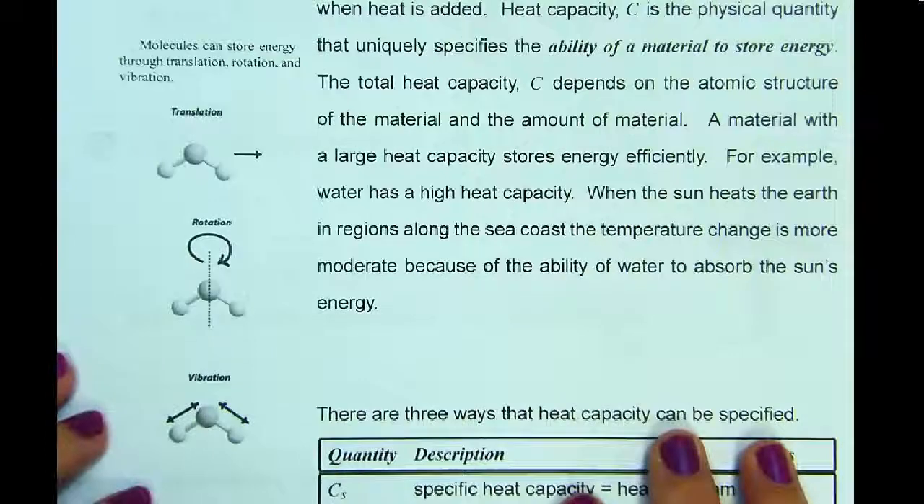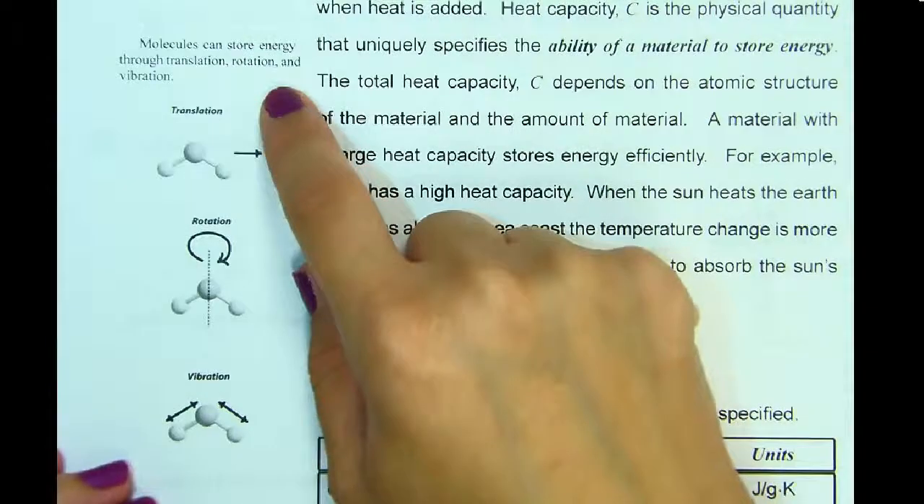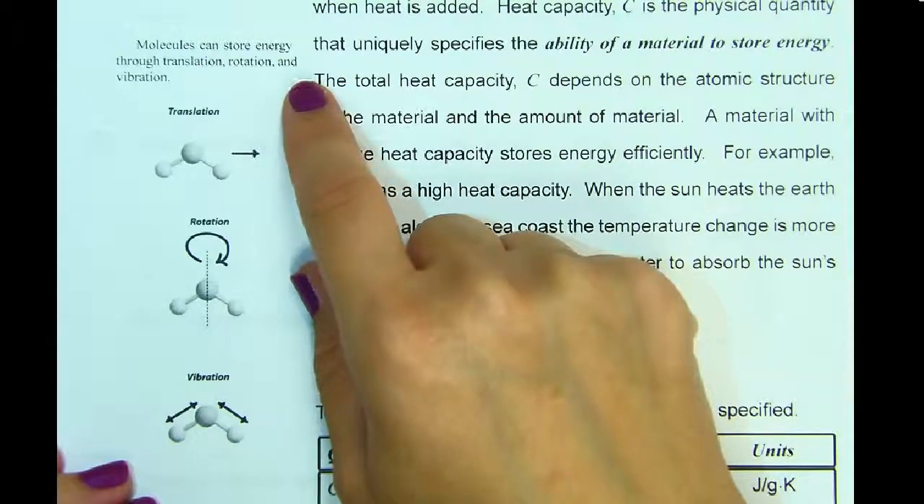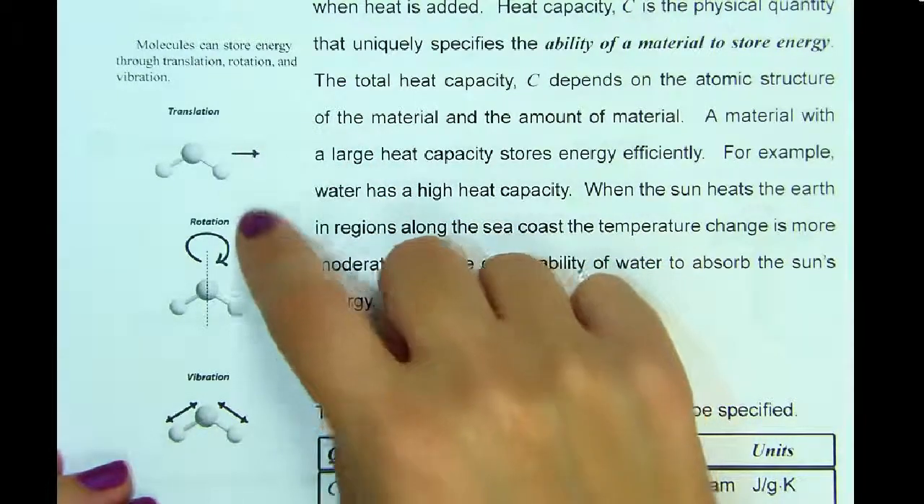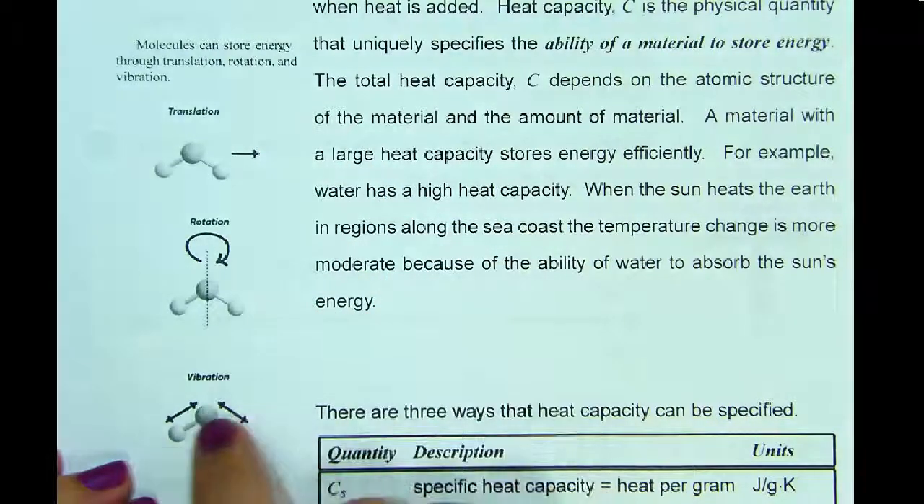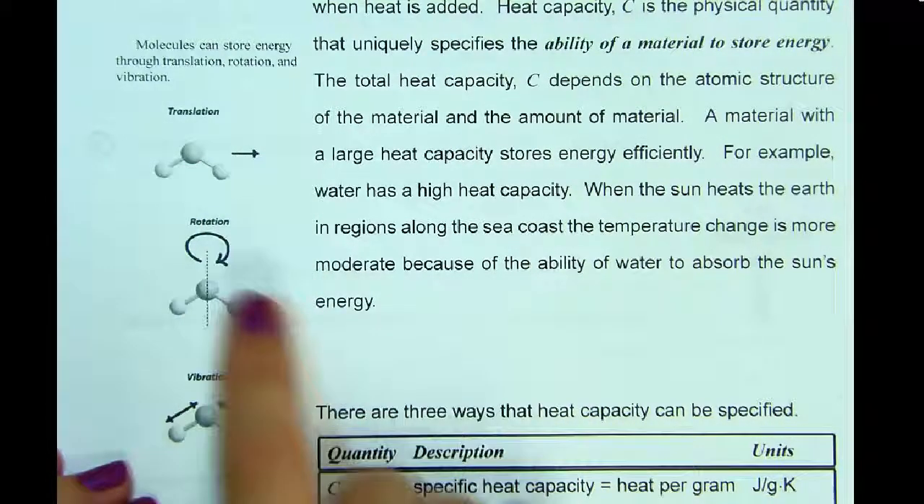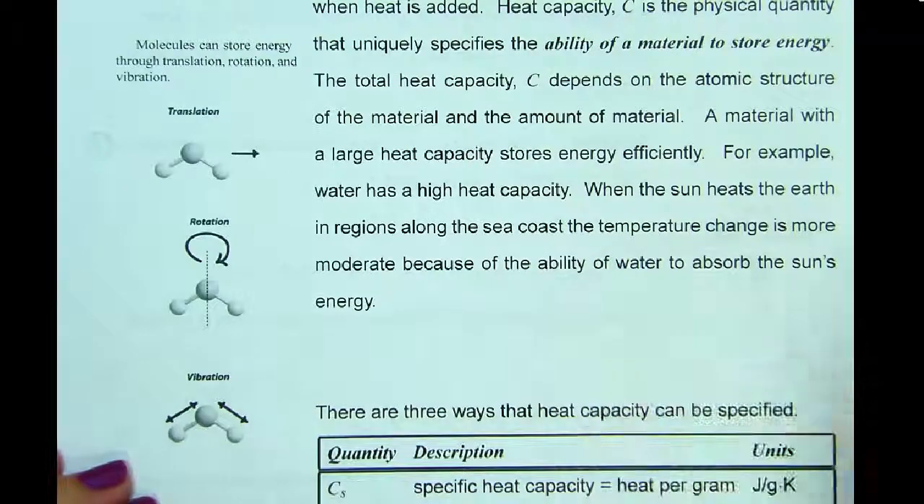Over here on the left-hand side are the different ways that molecules can store energy, and it's through translation, rotation, and vibration. And so here is your rotation, here's your vibration, and translation would be moving side to side as opposed to rotating and then just vibrating.